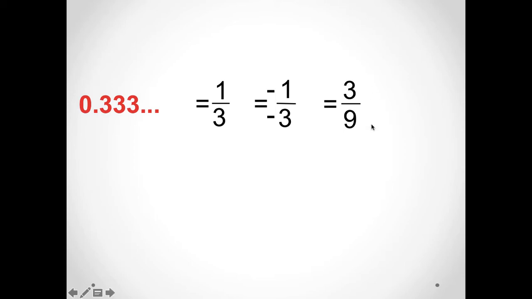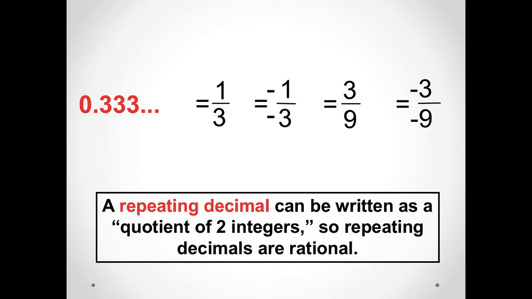Now 0.3333, so what is happening over here? It is repeating. So after the decimal, the numbers are repeating. So it is called a repeating decimal. It can be written as 1 over 3 or negative 1 over negative 3. If I multiply it by 3, I'll get 3 over 9. Or if I multiply it by negative 3, I'll get negative 3 over negative 9.